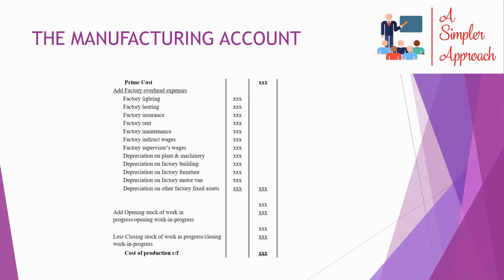Factory lighting, factory heating, factory insurance, factory rent, factory maintenance, factory indirect wages, or just indirect wages would suffice, supervisors' wages, depreciation of plant and machinery, and all other fixed assets related to the factory. Okay? You add all of that together, add it to prime cost, and then you get this figure right here. Okay?